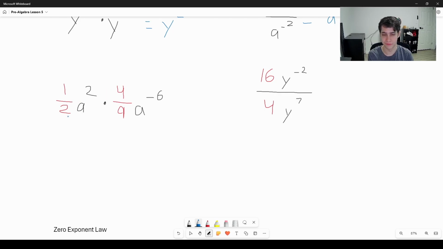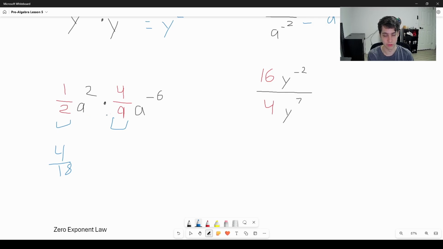Again, now you see we have the fractions, we have our product or power of products, and we have our negative exponents all coming to a head at once here. So again, we're going to start by doing our fractions separately. So 1 times 4 is 4, 2 times 9 is 18. This is actually a simplifiable fraction, so we're going to talk about that at the end as well.